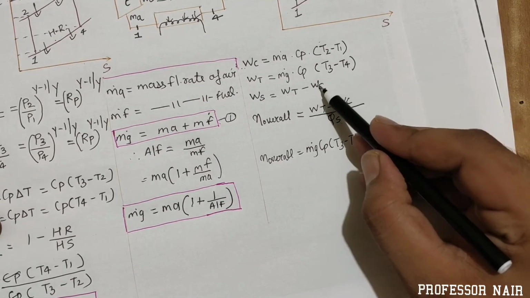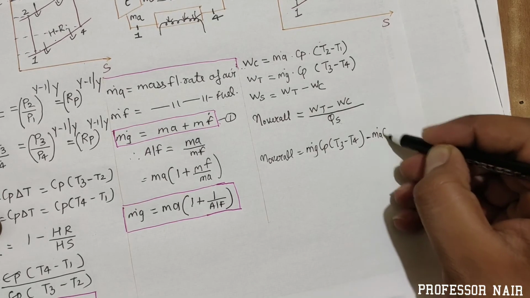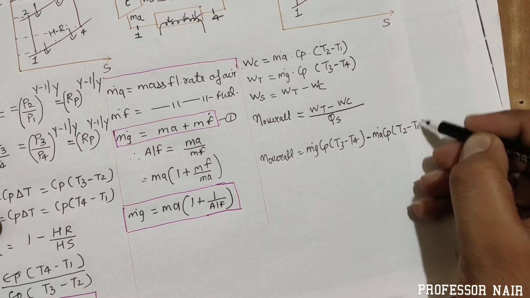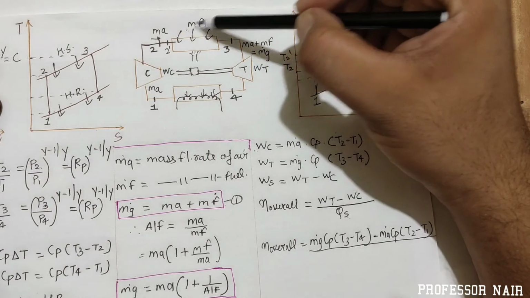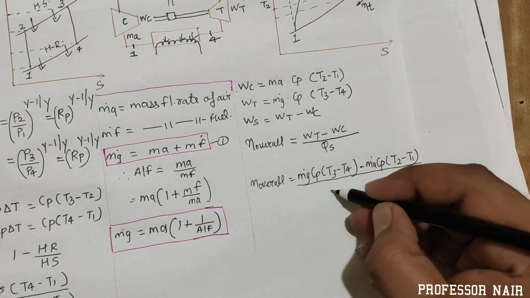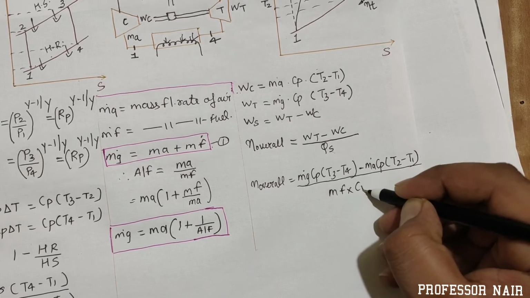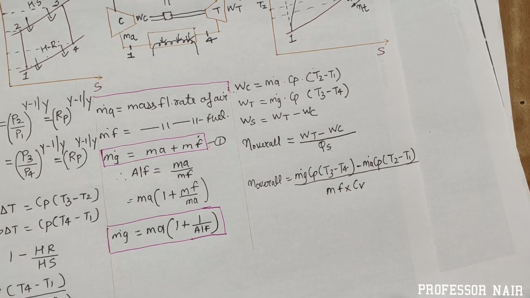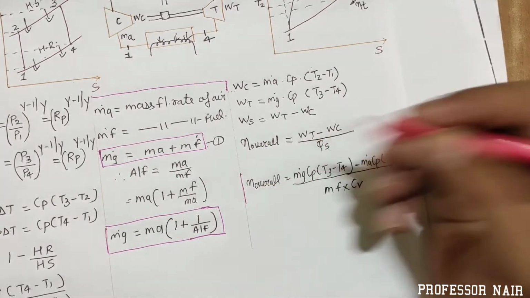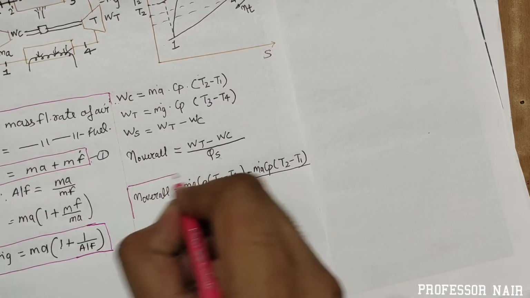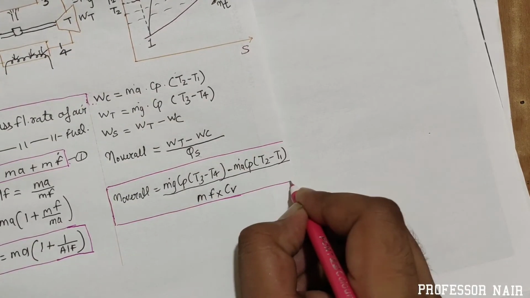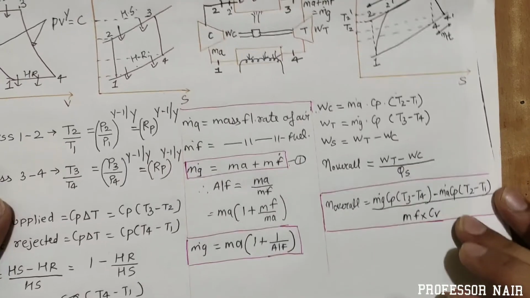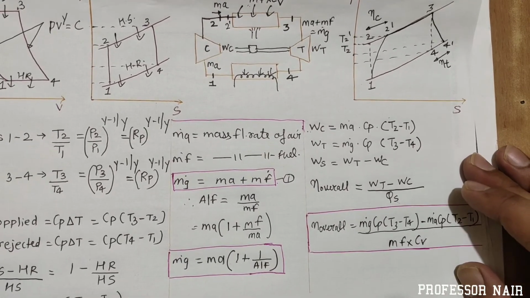minus WC, that is MA dot Cp (T2 minus T1), upon QS input. The input here is mass of fuel into calorific value, so I will write here mass of fuel into calorific value. Okay, so this is your overall efficiency formula. Overall efficiency has been denoted by this formula.